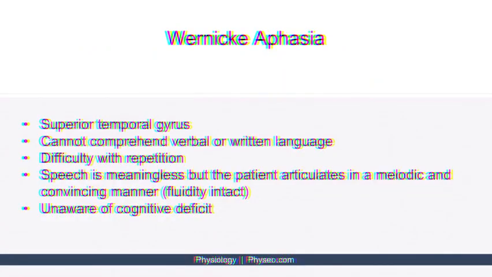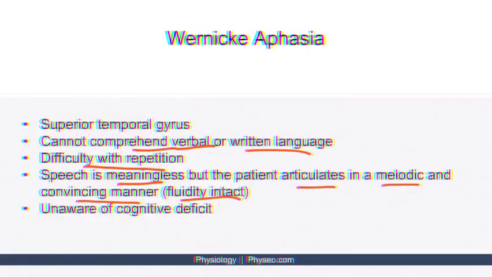Okay, the next topic is Wernicke aphasia. Wernicke's area is located in the superior temporal gyrus, which we'll look at in a moment. If this region of the brain is damaged, then patients will present with several key findings. First, their ability to comprehend verbal or written language is impaired. Second, they have difficulty repeating phrases. And third, their speech is meaningless, but the patient can articulate in a melodic and convincing manner. Again, this idea refers to fluidity, and in this case, fluidity is intact.